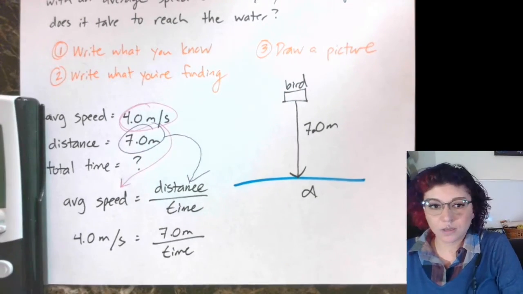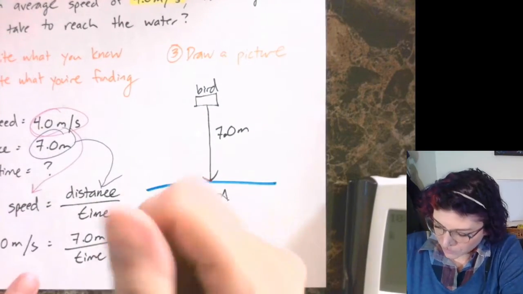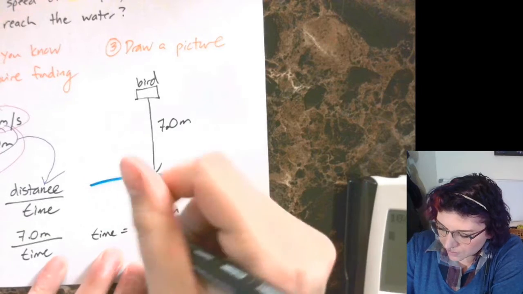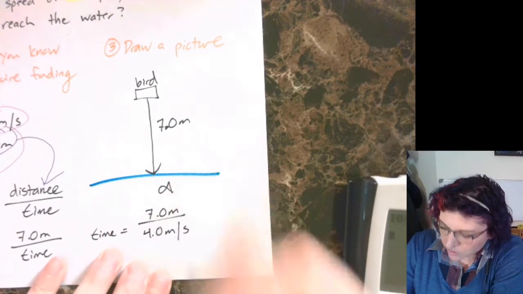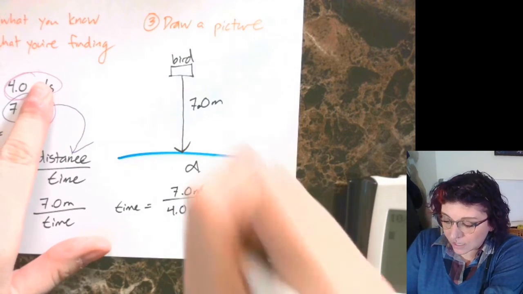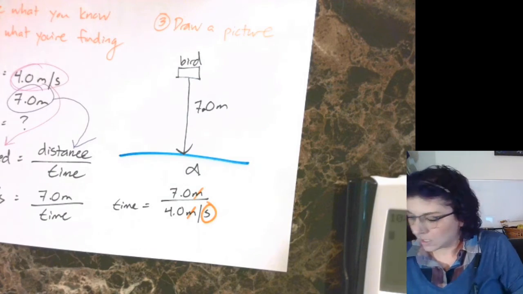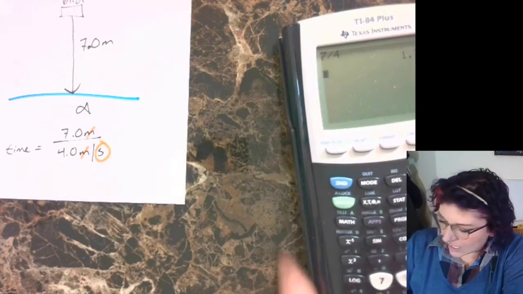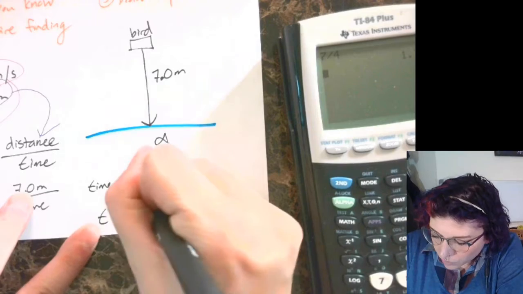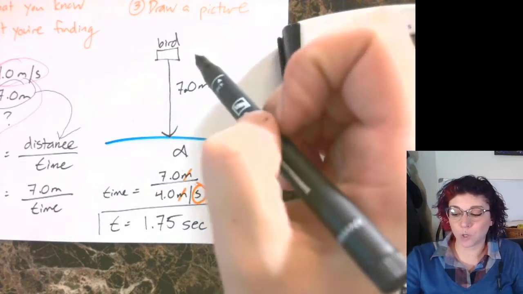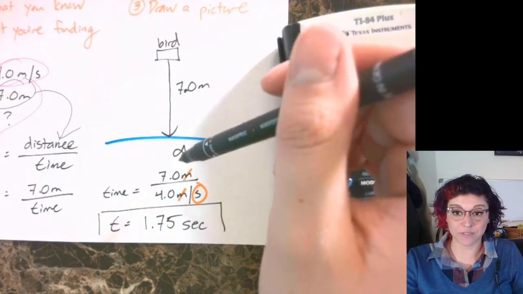All right. When I move time over, I get time equals 7.0 meters divided by 4.0 meters per second. Notice how here my meters cancel out and I'm left with seconds. When I plug this into my calculator, 7 divided by 4, I get a time of 1.75 seconds that it took for the bird to dive down to the surface of the water.